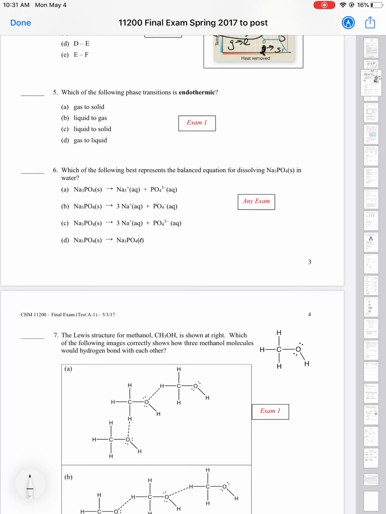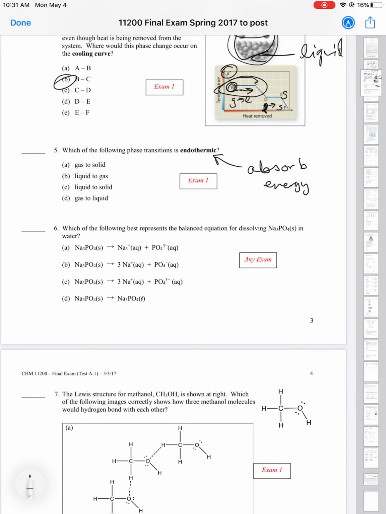Which of the following phase transitions is endothermic? Gas to solid, liquid to gas, liquid to solid, or gas to liquid. So an endothermic reaction means it's absorbing energy, right? Whereas an exothermic is when it's releasing energy. So that means heat is being added. So we're doing the opposite of this temperature curve we just saw. We're adding energy to change the phase.